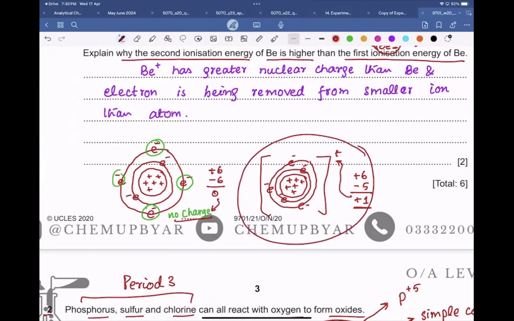And as the nuclear charge gets bigger, the forces of attraction get stronger, which makes the ion smaller as compared to the atom. So if the ion gets smaller, then obviously there would be a stronger attraction between the valence electron and the nucleus, and that's why it needs a large amount of energy to remove the electron as compared to the atom. Is it clear now?